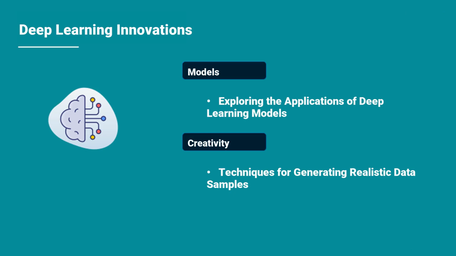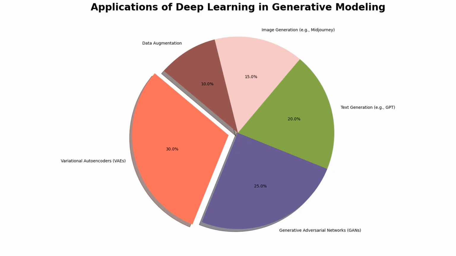Now, we will cover several applications of deep learning within generative modeling, spotlighting how VAEs can efficiently create realistic images and complex data structures. Along the way, we'll even look at some coding examples to see these concepts in action. So let's jump right in and discover how deep learning continues to push the boundaries of what's possible in generative modeling. The included figure, titled Applications of Deep Learning in Generative Modeling, presents a pie chart breaking down 5 application areas with their respective shares.